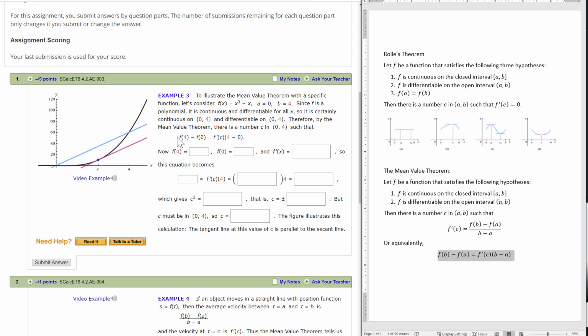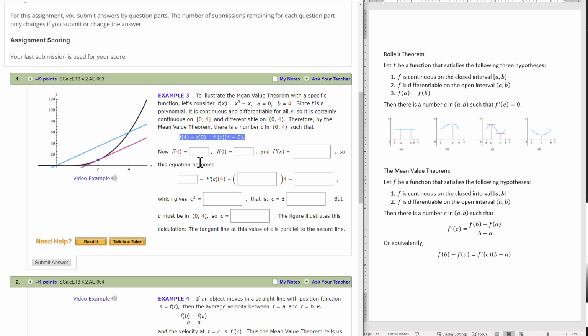f of 4 minus f of 0 is equal to the derivative at some unknown c value, the derivative at that point times 4 minus 0. So in this case, a is equal to 0, b is equal to 4, and following the mean value theorem formula, we have this expression.